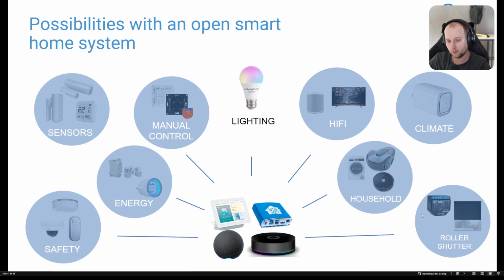Roller shutter control, household devices like your vacuum cleaner, your mower, dryer, etc. Climate control, so floor heating, radiator thermostats, heat pumps, and so on. Hi-Fi is also some devices which I really like to integrate in my smart home. So I use Sonos speakers, for example. I also have a lot of Samsung smart TVs.